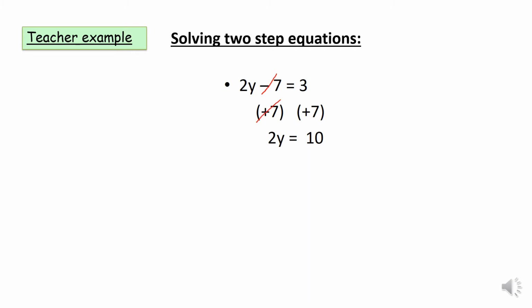Now, next, you have to get rid of the family, 2y. What is 2 doing? Multiplying. So you do the opposite of multiplying, which is dividing. In this case, times 2 and divide by 2 cancel out each other. Then you end up with y only on the left-hand side, and on the right-hand side you end up with 5.